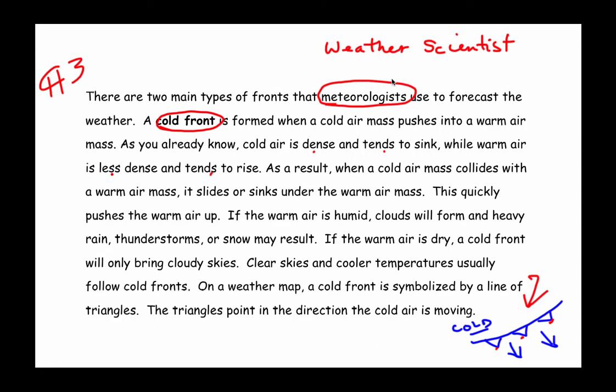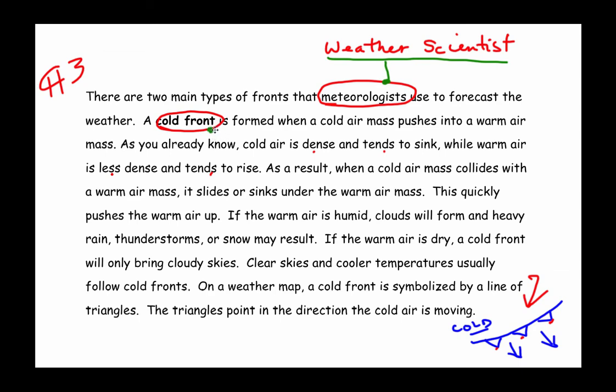With your green marker, we've already talked about what a meteorologist is. These are weather scientists. They are the scientists who study all the weather data and produce weather forecasts and predict the weather conditions. They see the storms coming. But let's just make sure we have a description of what the cold front is.